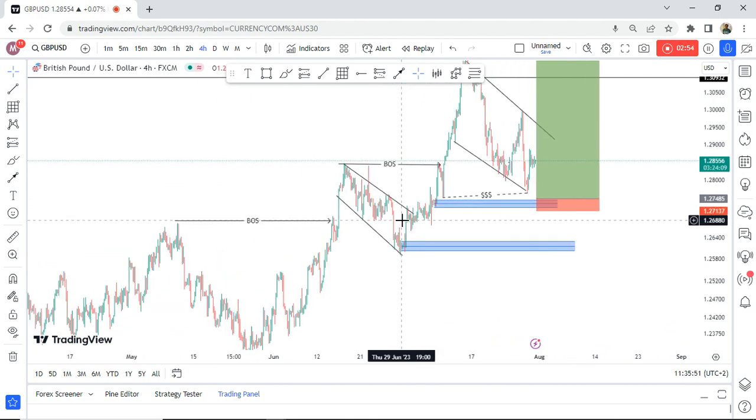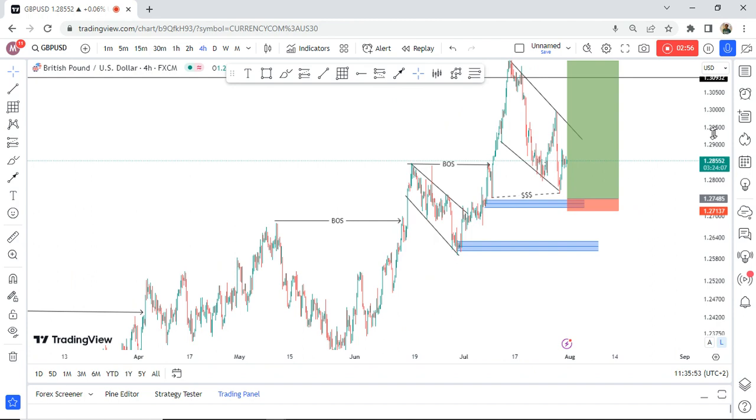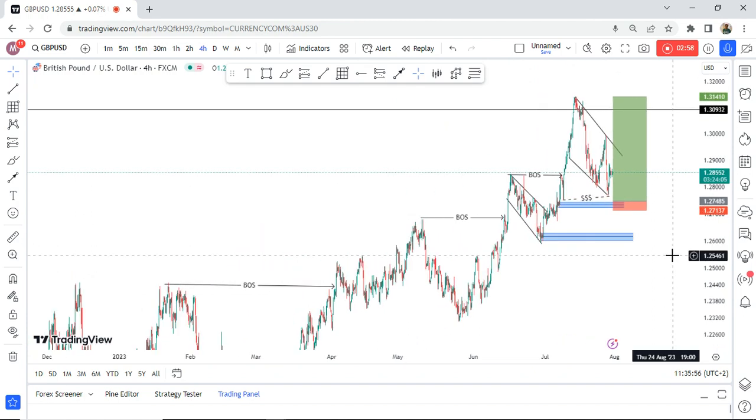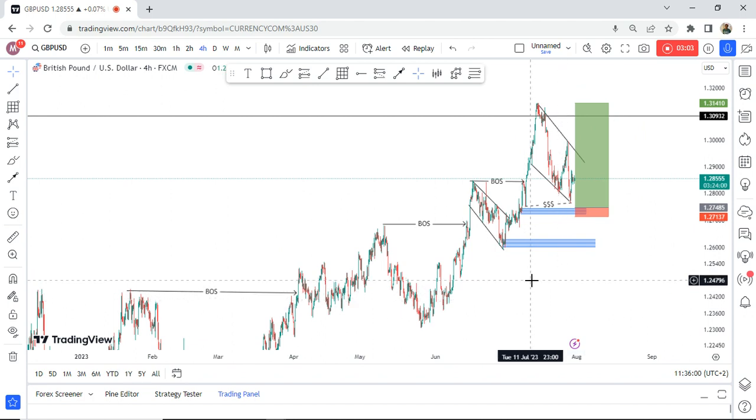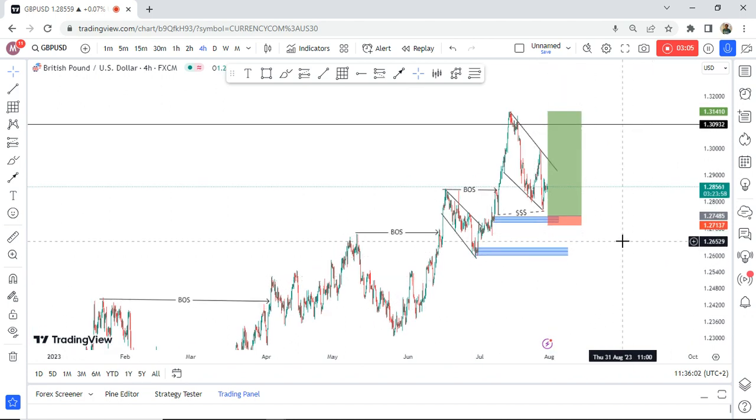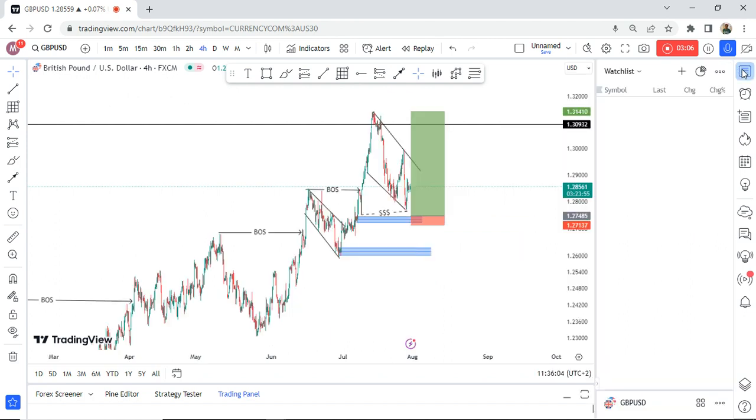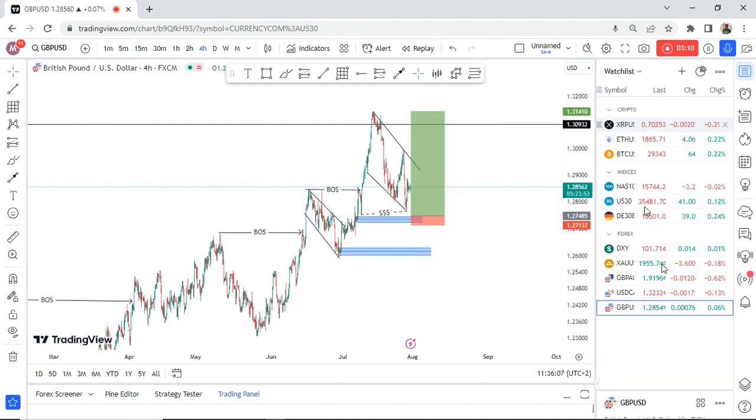So this is what I see on GBPUSD, guys. This is just simple: a series of an impulse and a correction, a series of higher highs and higher lows. So we should be looking for the buy position when it comes to GBPUSD. Not much to discuss.